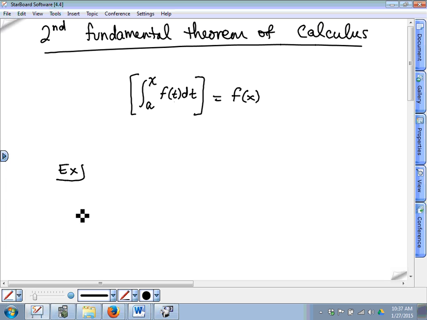An easy example here of what you might see. Let's focus up. Evaluate the derivative of the integral from 0 to x of the square root of t squared plus 1 dt.